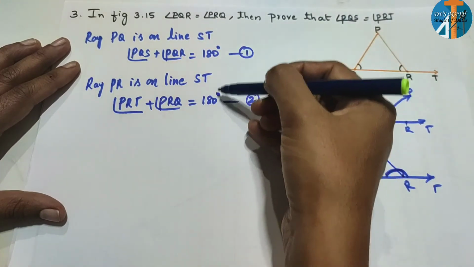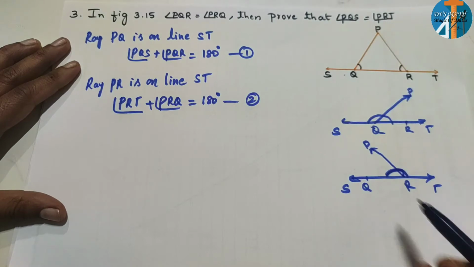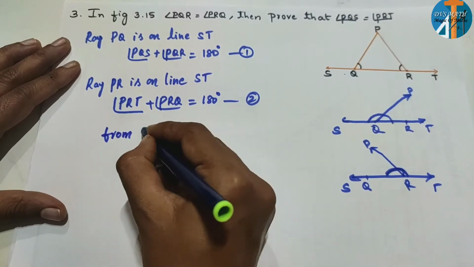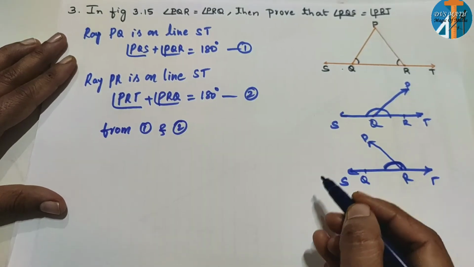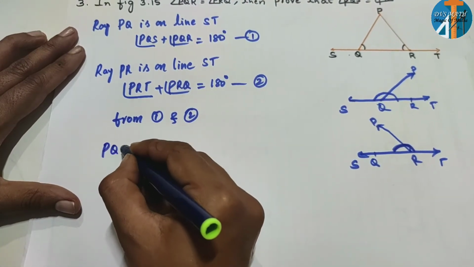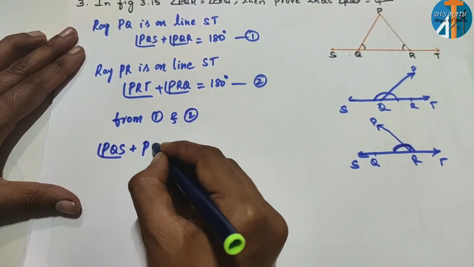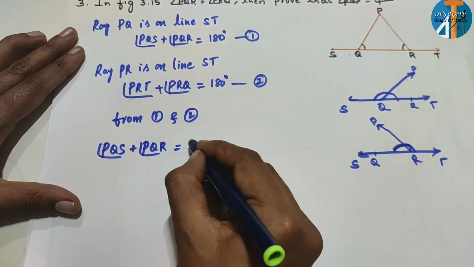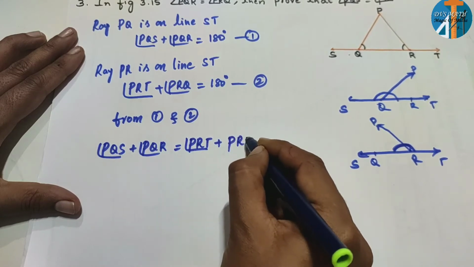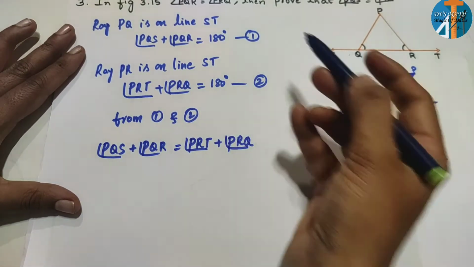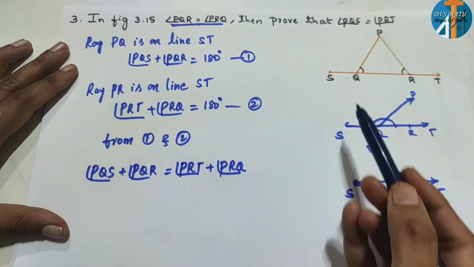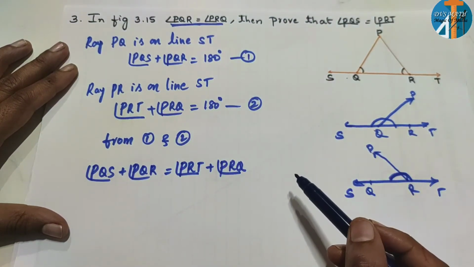In both cases, RHS is equal, right? So from 1 and 2, RHS is equal. So you can equate LHS: angle PQS plus angle PQR is equal to angle PRT plus angle PRQ. But what I have been given is that these two angles are equal, right? PQR is equal to PRQ.